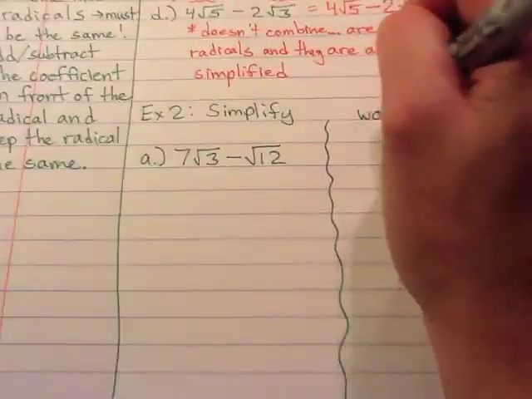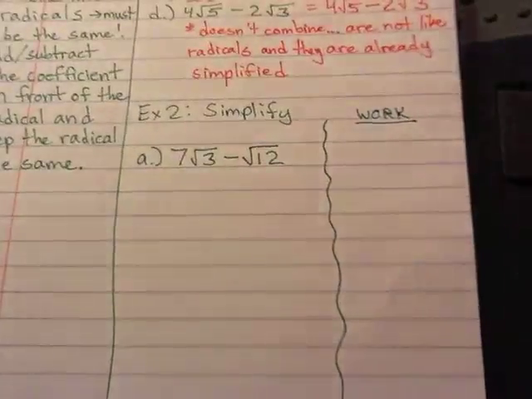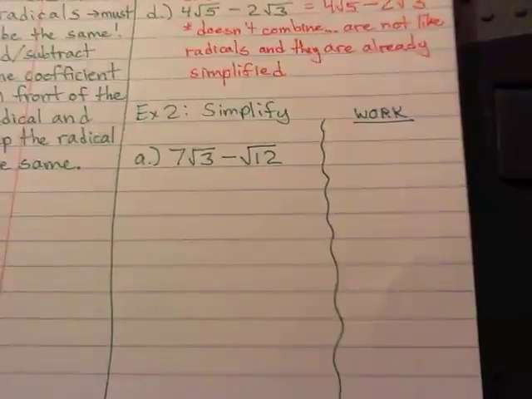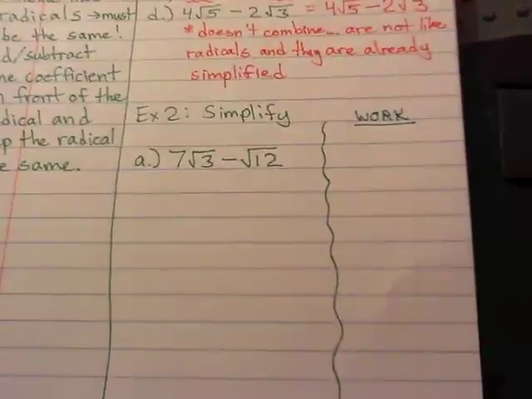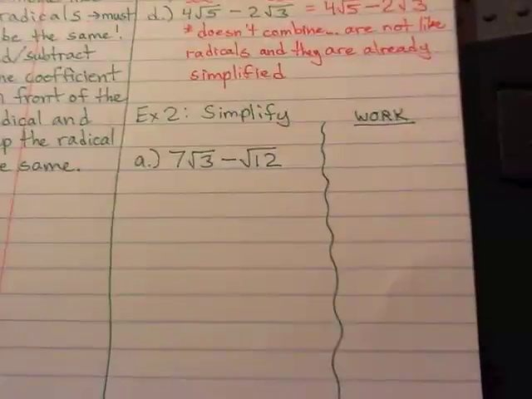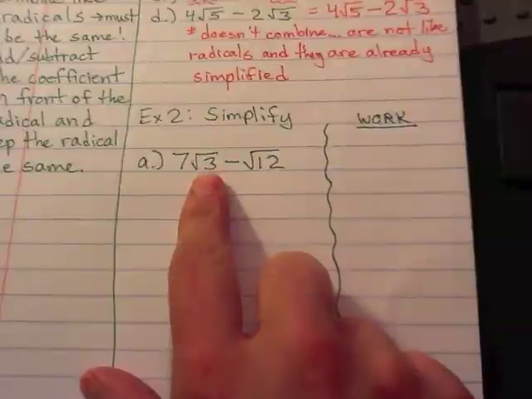And I would do this on these for sure. It just gives you a space to show all of your work that's going to allow you to keep this nice and ordered here. So if I look at this, I have 7 square root of 3.